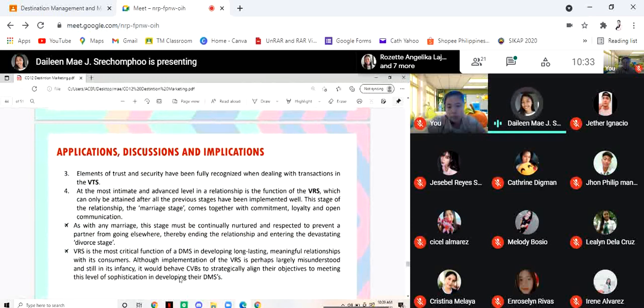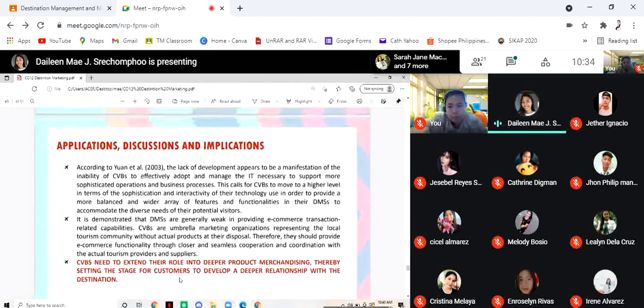BRS is the most critical function of a DMS in developing a long-lasting, meaningful relationship with its consumer. Although implementation of BRS is perhaps largely misunderstood and still in its infancy, it will behoove CVBs to strategically align their objectives to meeting this level of sophistication in developing their DMS. So, BRS daw yung pinakang critical na function ng DMS para ma-maintain yung kanilang customers' loyalty.